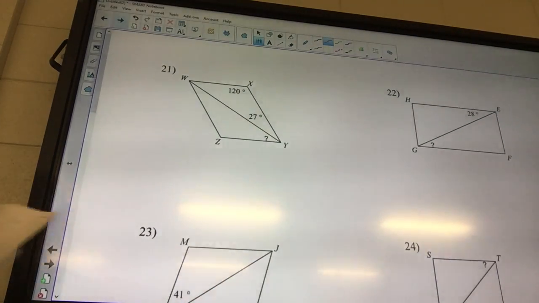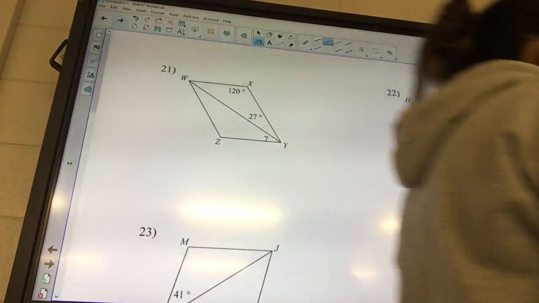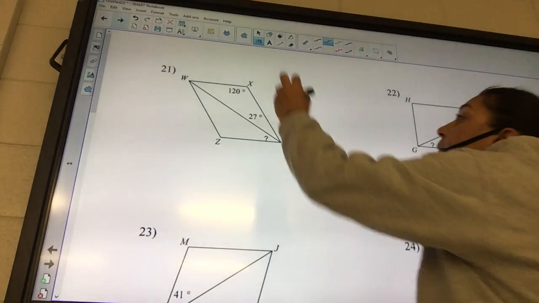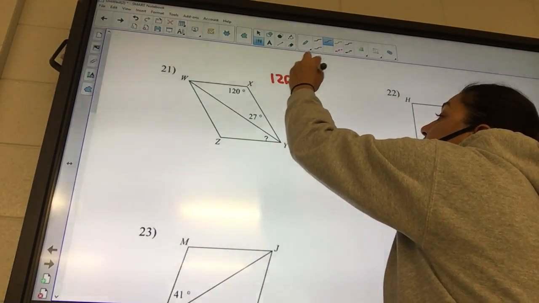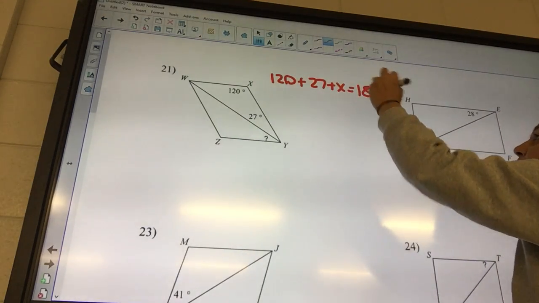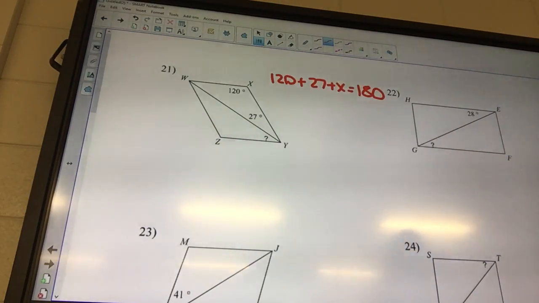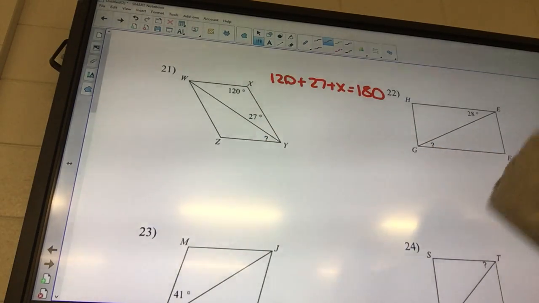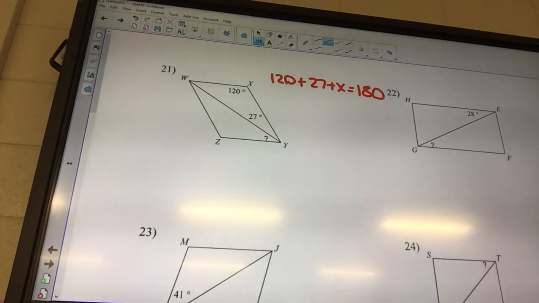21. Okay, what do we know? Or how do we set this up? One is 120, another's 27, another's question mark. So 120 plus 27 plus x equals 180. Why do you think it's 180? Same side. They are on the same side, so you can see that all of these fall on the same side of that parallelogram. Okay, that's the only reason that you can do that.